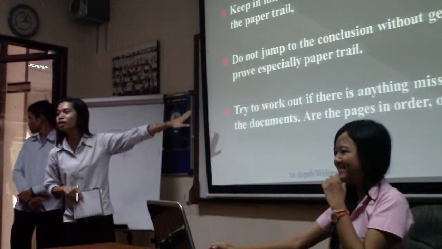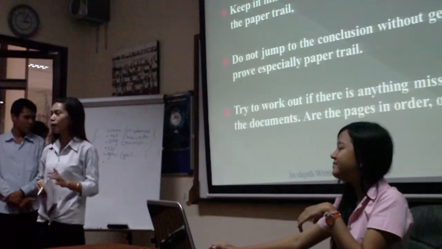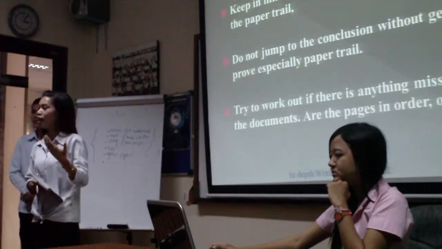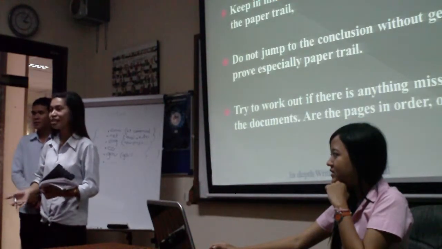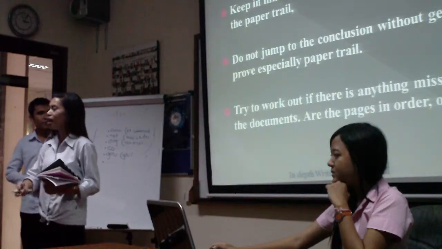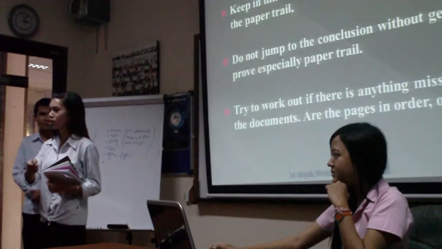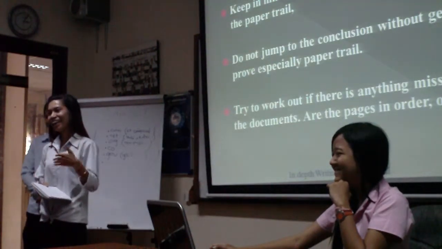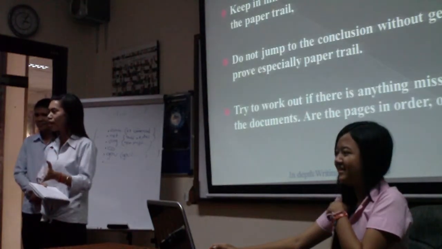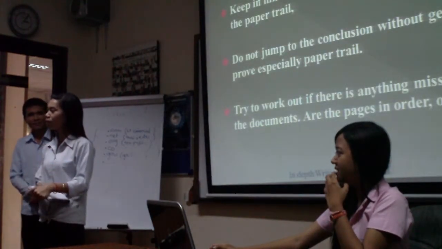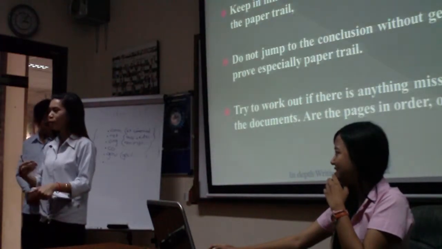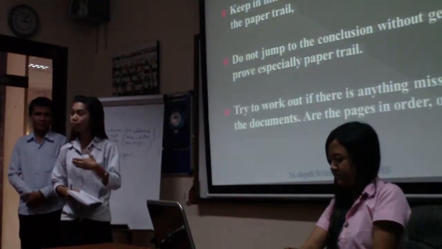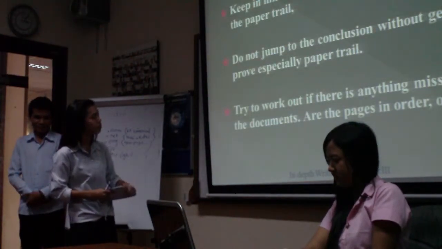And please do not jump to a conclusion without getting any proof of the paper trail. For example, if you see a teacher wearing an elegant dress and driving a car, you cannot conclude that this teacher is doing corruption. Please do more research on him. Sometimes he can get those things from his family, or there's no corruption. So please make sure that you have a paper trail, and then you do research on that person so that you can make the story more reliable.